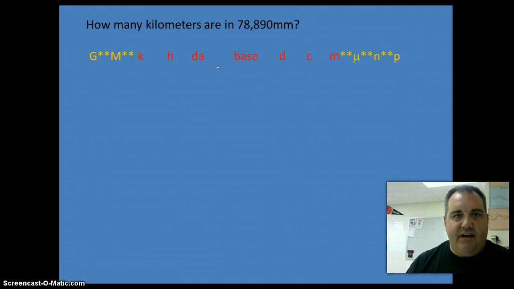So another example, we have kilometers and millimeters. So we know we have this many millimeters, 78,890, and we want to go to kilo, which is all the way over here. Okay, so if we take a look, how many steps is it going to take us? 1, 2, 3, 4, 5, 6. So 6 steps, and we're going to have to go in this direction. So our decimal is assumed to be right here. So we start moving it. 1, 2, 3, 4, 5, 6.